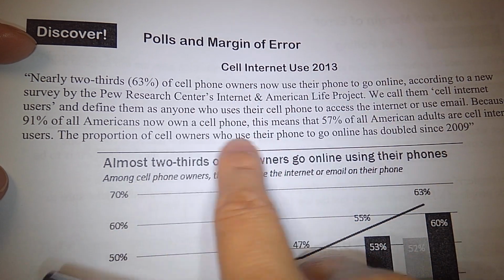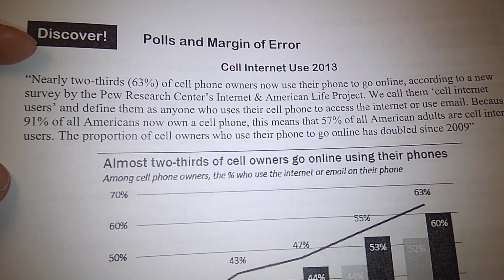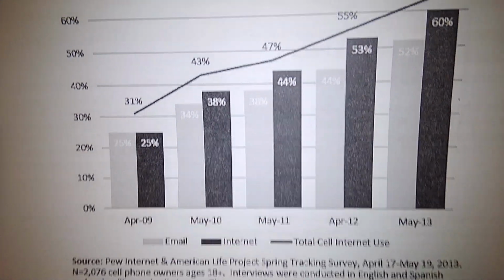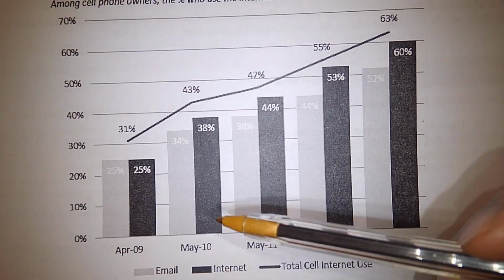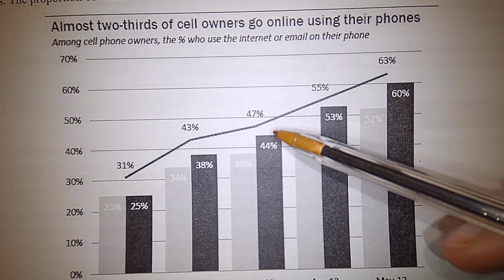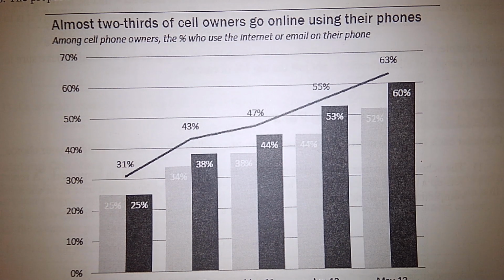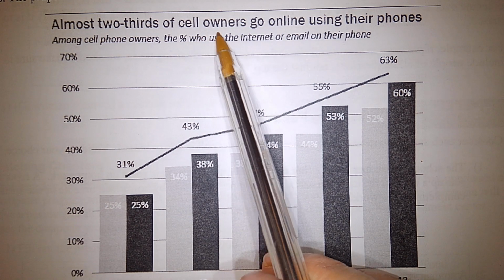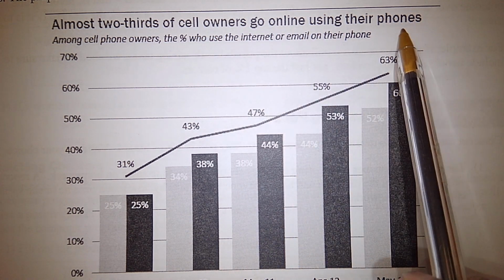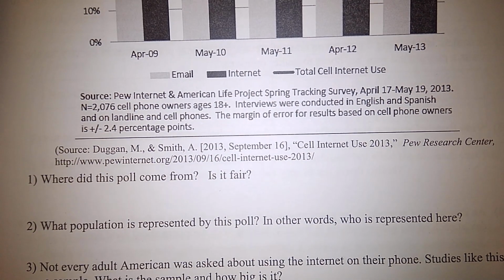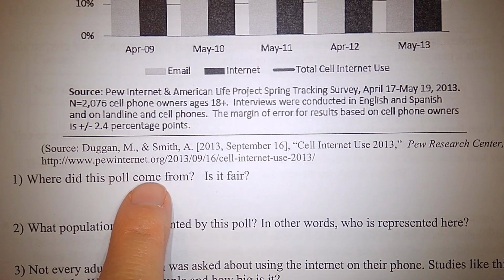This is the idea from this survey. All right, so let's try to answer these questions. As you can see, these are the bar graphs. Almost 2/3, 63%, 2/3 of cell phone owners go online using their phones. All right, so question 1: where did this poll come from? Is it fair?